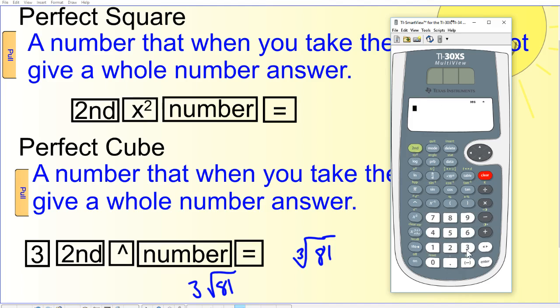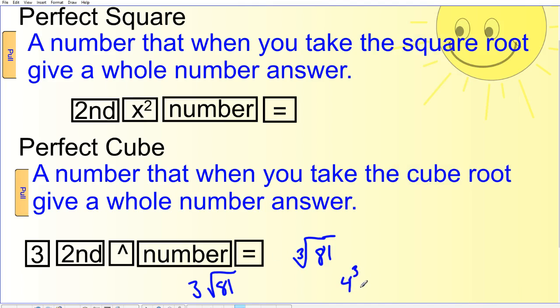Oopsie. I did the wrong thing. 3 second special root, this one. 3 second caret 64. We should get 4 as an answer. There we go. Because 4 cubed, which is 4 times 4 times 4, is 64. And this cube root is the opposite of cubing.